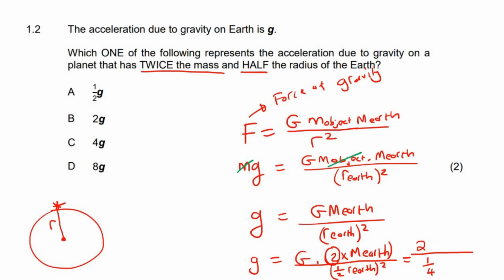And so then what we can say is we can just say 2 over a quarter g. And then you can just type this on your calculator and you would end up with 8 g. So that's going to be d.